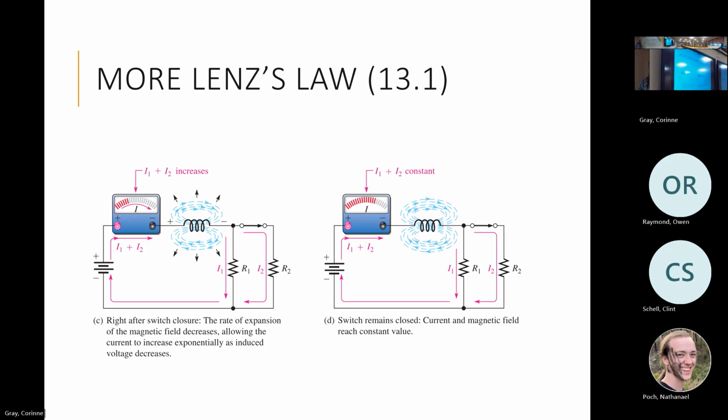If we're thinking about figuring out voltage, I would need to look at dI over dt. If my I1 plus my I2 is constant, what would my time derivative be? What's the time derivative of a constant value?